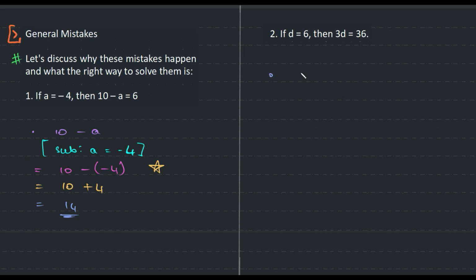Next, what do we have? 3D. So people generally just write 3 and 6. It looks right because 3D and 3 and 6. Why not? So what is the general mistake over here? That they don't consider 3D as 3 into D. And that's the mistake. And this is supposed to be 3 into 6. And this is 18.